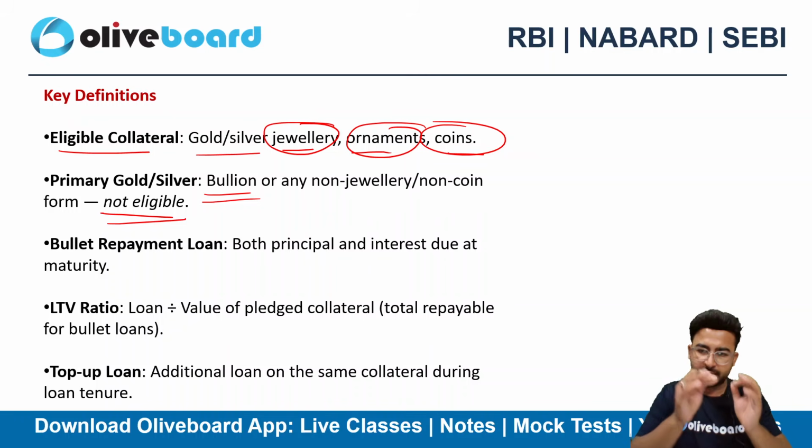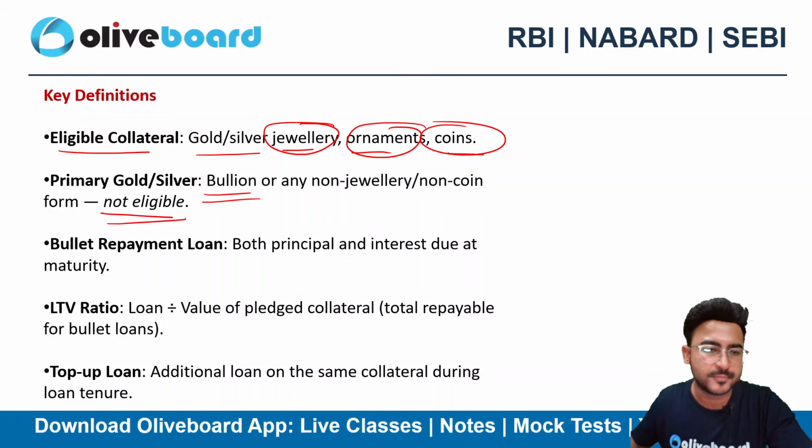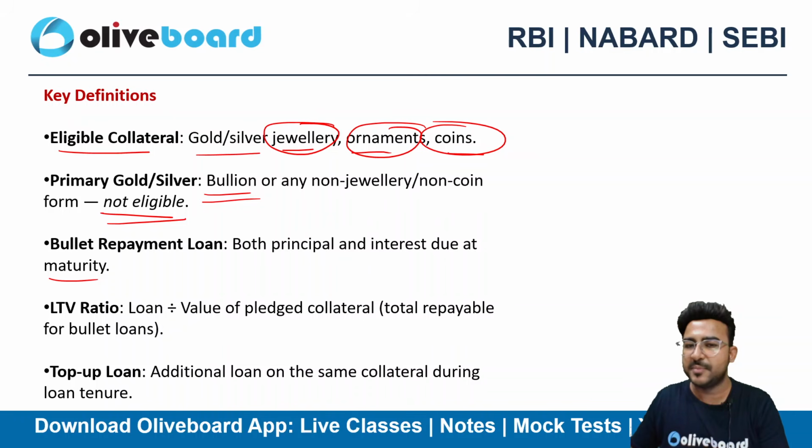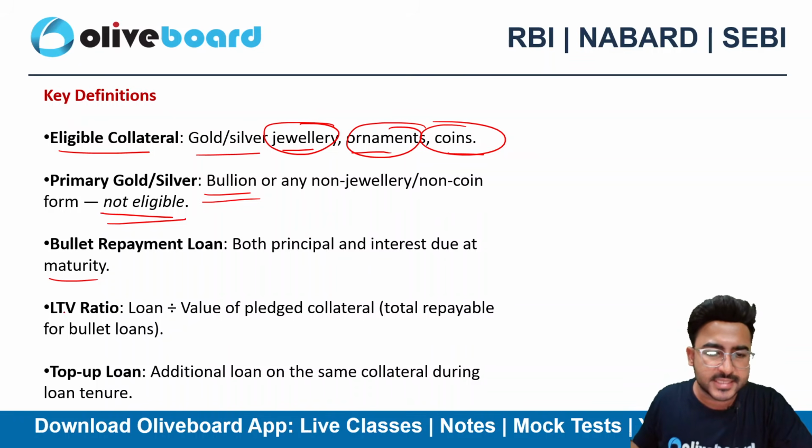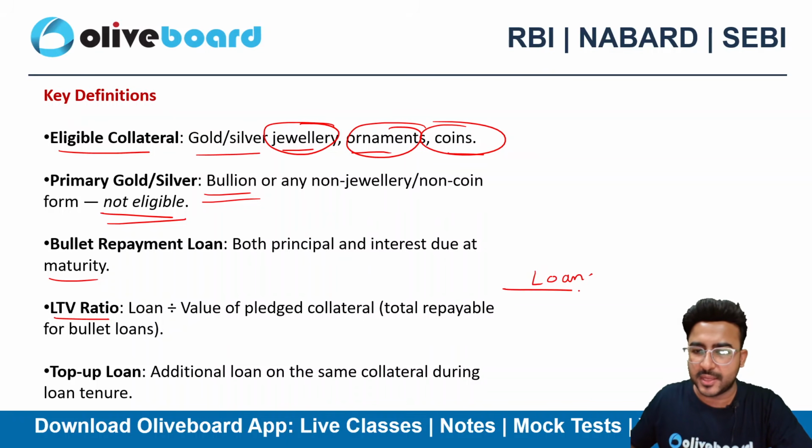Pure gold, what do we call it? We call it bullion. Next, bullet repayment loan: both principal and interest are due at maturity. Let's suppose I am paying both principal as well as interest at the time of maturity, then that's a bullet repayment. It's a term. Next is the LTV ratio. LTV ratio means nothing but loan to value of the collateral: how much amount of loan I am taking and what is the value of the collateral security.